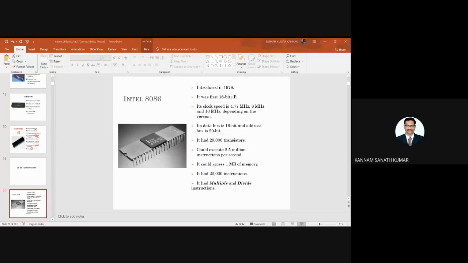It can execute 2.5 million instructions per second. So how much memory can it access? 1 MB of memory. So you should remember, 1 kilo equals how much? 2 power 10. 1 mega equals 2 power 20. 1 giga equals 2 power 30. 1 tera equals 2 power 40.